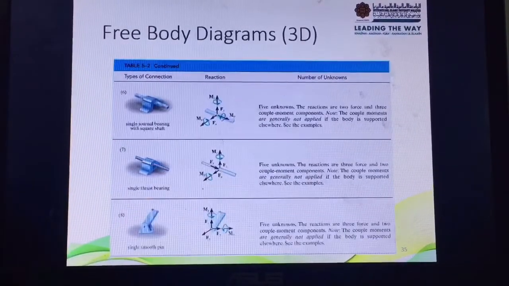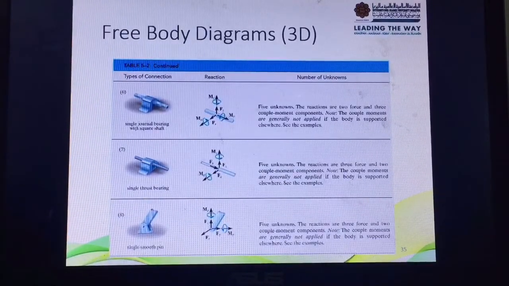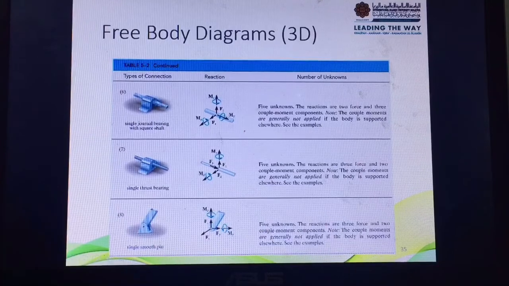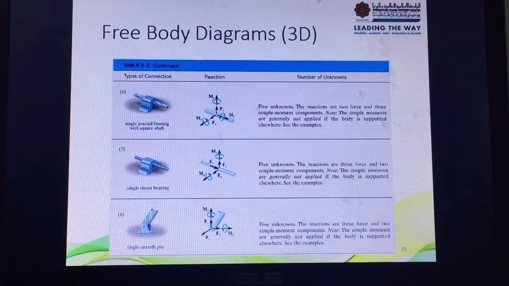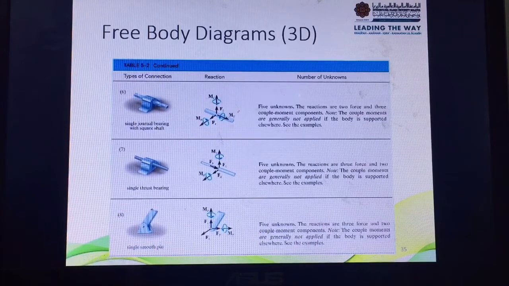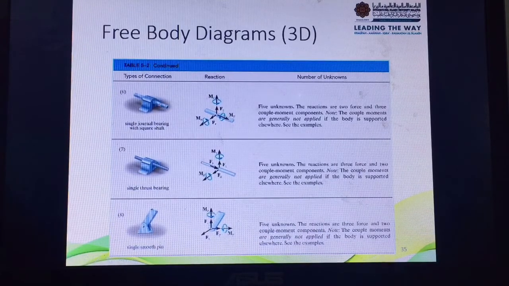But for the single general bearing with a square shaft, because the shaft is square in shape, it cannot rotate. You see, there is no rotation at all. Mx, my, and mz are applied, but it can translate along the axis. This translation is allowed.